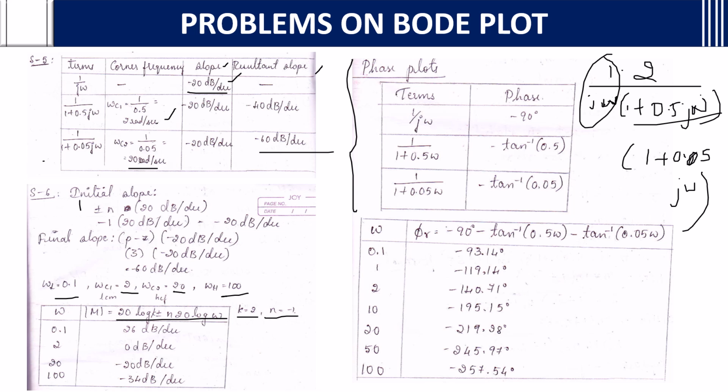20 log k, where the k value is 2, then minus n, that is 1, minus 1, 20 log omega, with omega equal to 0.1. Omega in place of omega is 0.1. You will get what? 26 dB by decade.